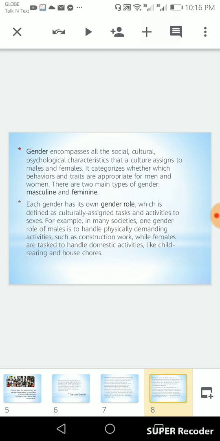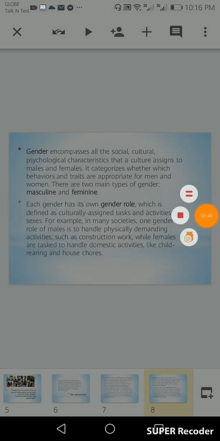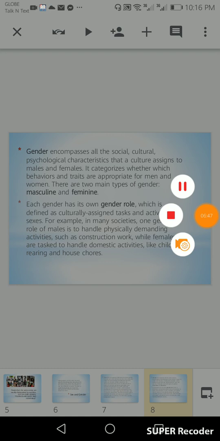Okay, huwag nating pagpalitin ang term ng gender sa sex. Okay, sex, ito ay tungkol sa kasarian ng tao na babae at saka lalaki.